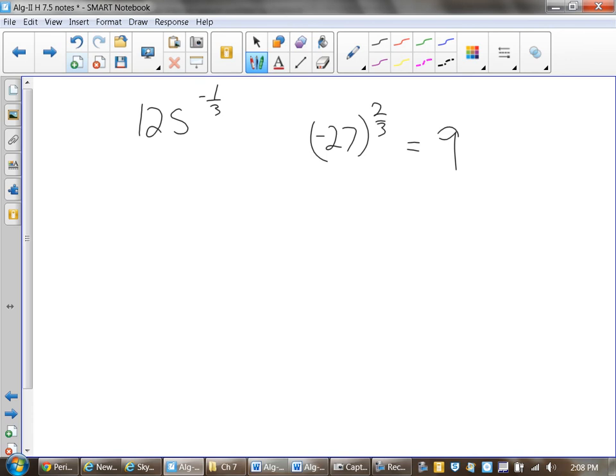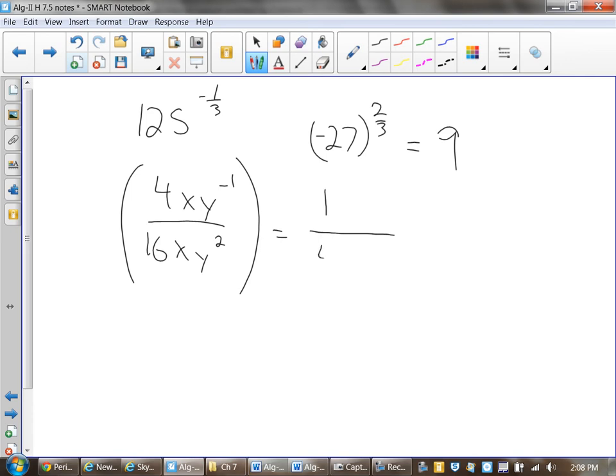Okay, here, I'll get you next. Number 7. We have 4xy to the -1 over 16xy squared. When you have a value like this, we always start out the same way. We always start with numbers first. 4 over 16 simplifies to 1/4.